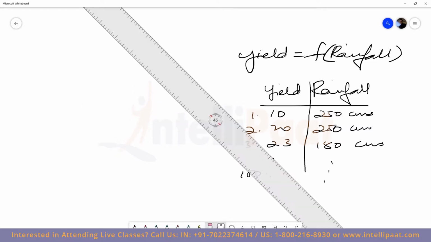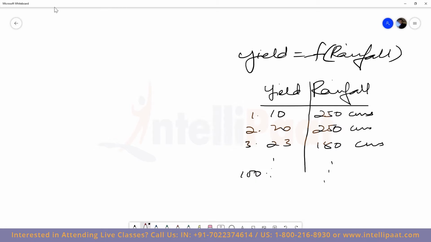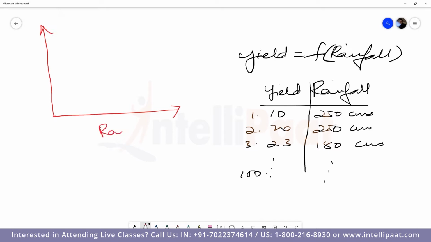So what would you do? If you were to visually understand this, you can draw a simple scatter plot, with rainfall on the x-axis and yield on the y-axis, and then you create all these points. Whatever points that you have over here, you simply go ahead and create all these points, right? So different points that you think are possible.